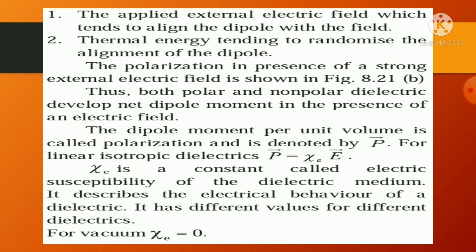This is shown in figure 8.21b. Then the applied external electric field tends to align the electric dipole with the field. This is the first point. And second, the thermal energies tend to randomize the alignment of the electric dipole. Polarization depends on these two energies.